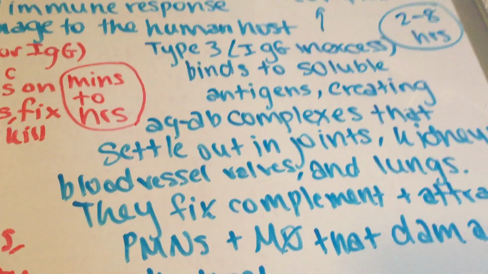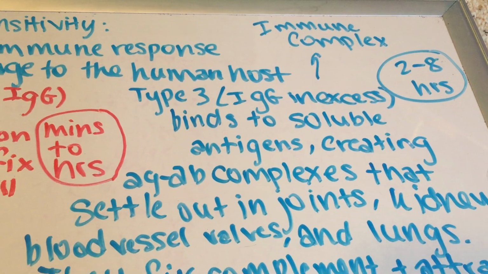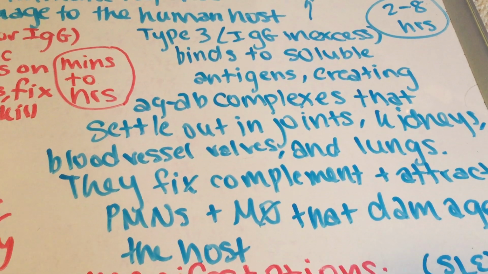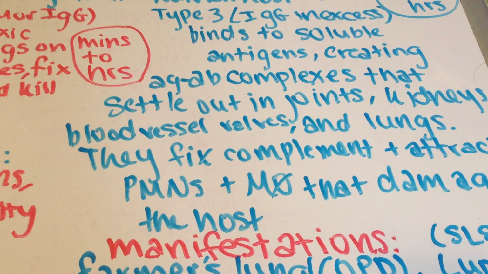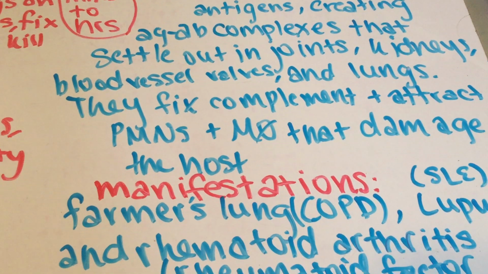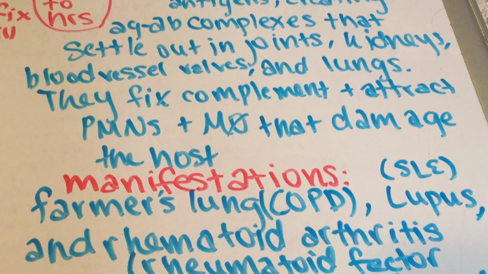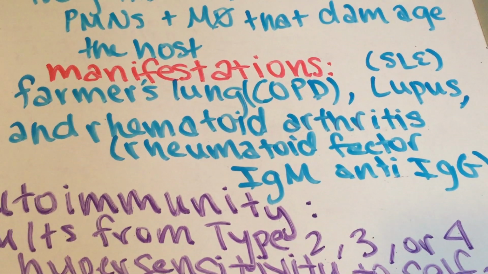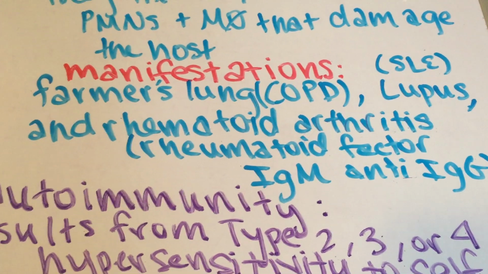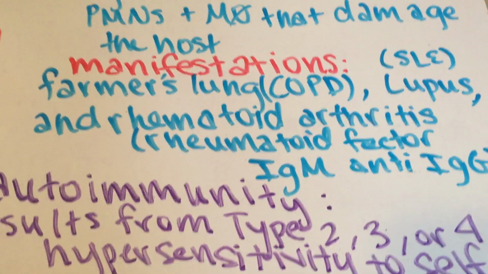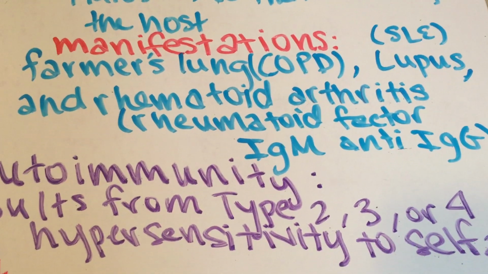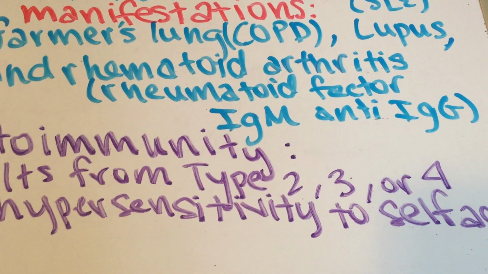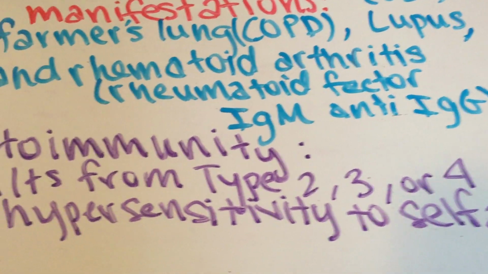Type 3 is IgG in excess, and it's also called immune complex, and it takes place within about 2 to 8 hours. So, antigen-antibody complexes are formed that settle out in the joints, kidneys, blood vessel valves, and lungs, and they also fix complement and attract PMNs and macrophages that damage the host. So the manifestations of this form are farmer's lung, COPD, lupus or SLE, and rheumatoid arthritis. In rheumatoid arthritis, it's not IgG, but it is rheumatoid factor, IgM anti-IgG.